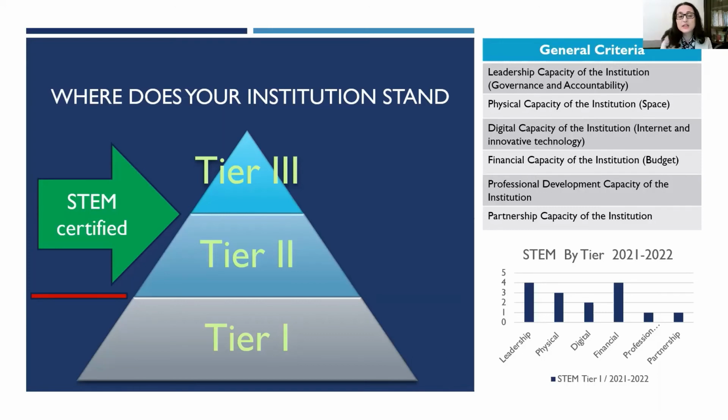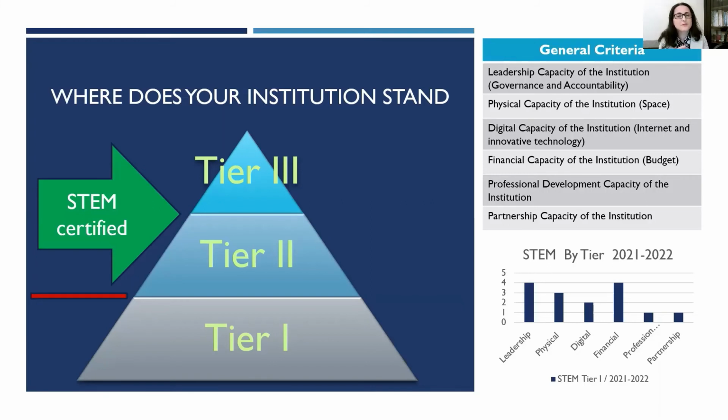And here we have to consider general criteria. So we can't just say we have a STEM system open-ended like that. Here we have to consider 6 general criteria. Leadership capacity of the institution, and here we mean governance and accountability. We also need to consider the physical capacity of the institution, and by that we mean the space, because you will need space in your school.